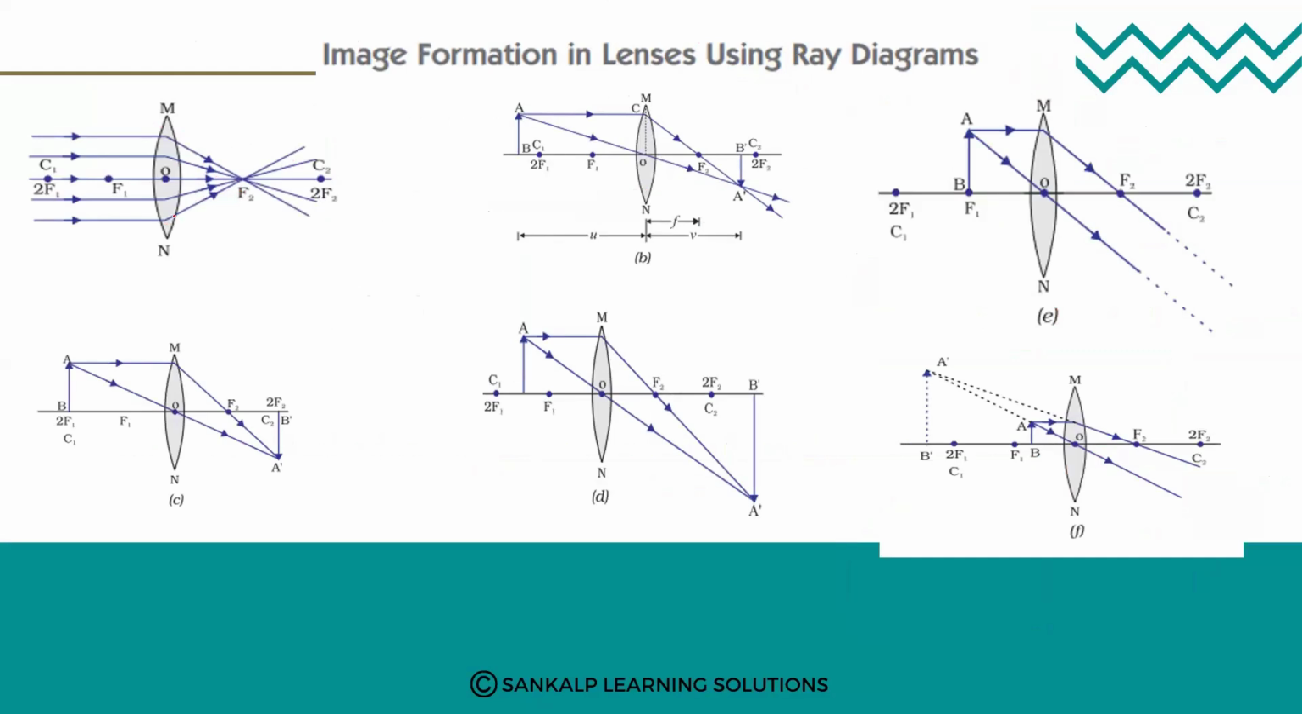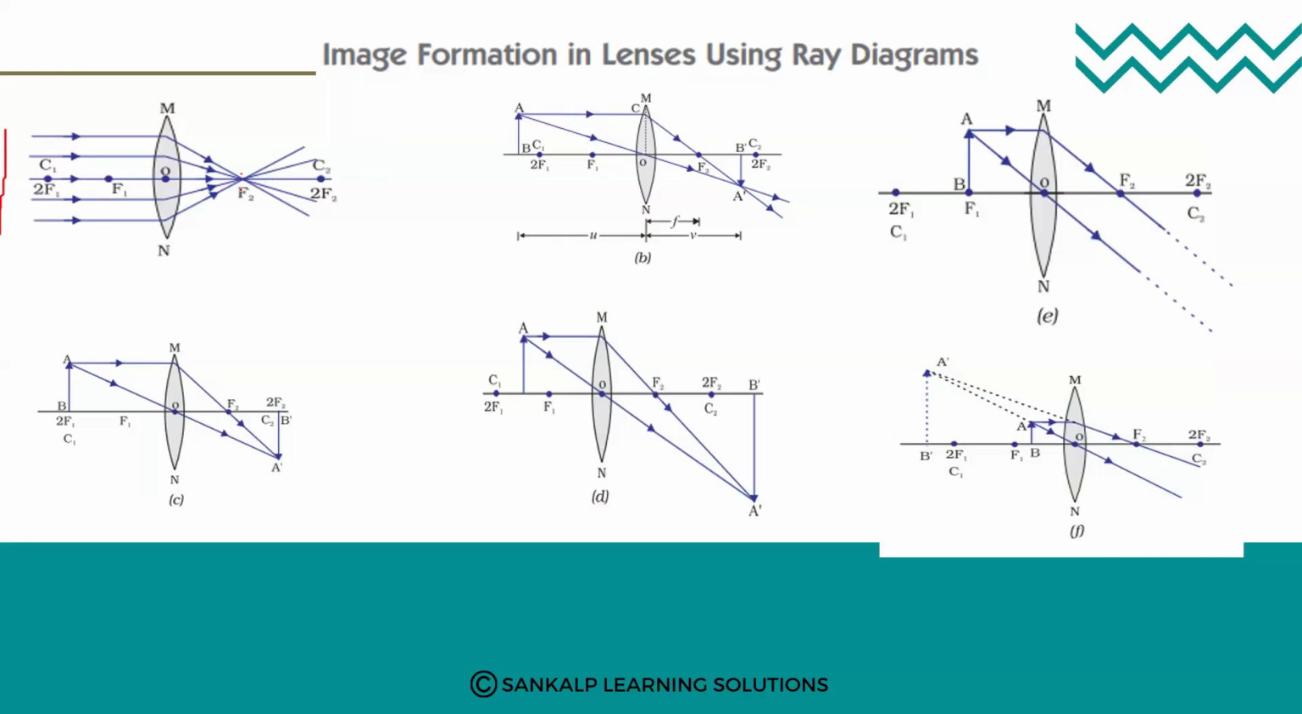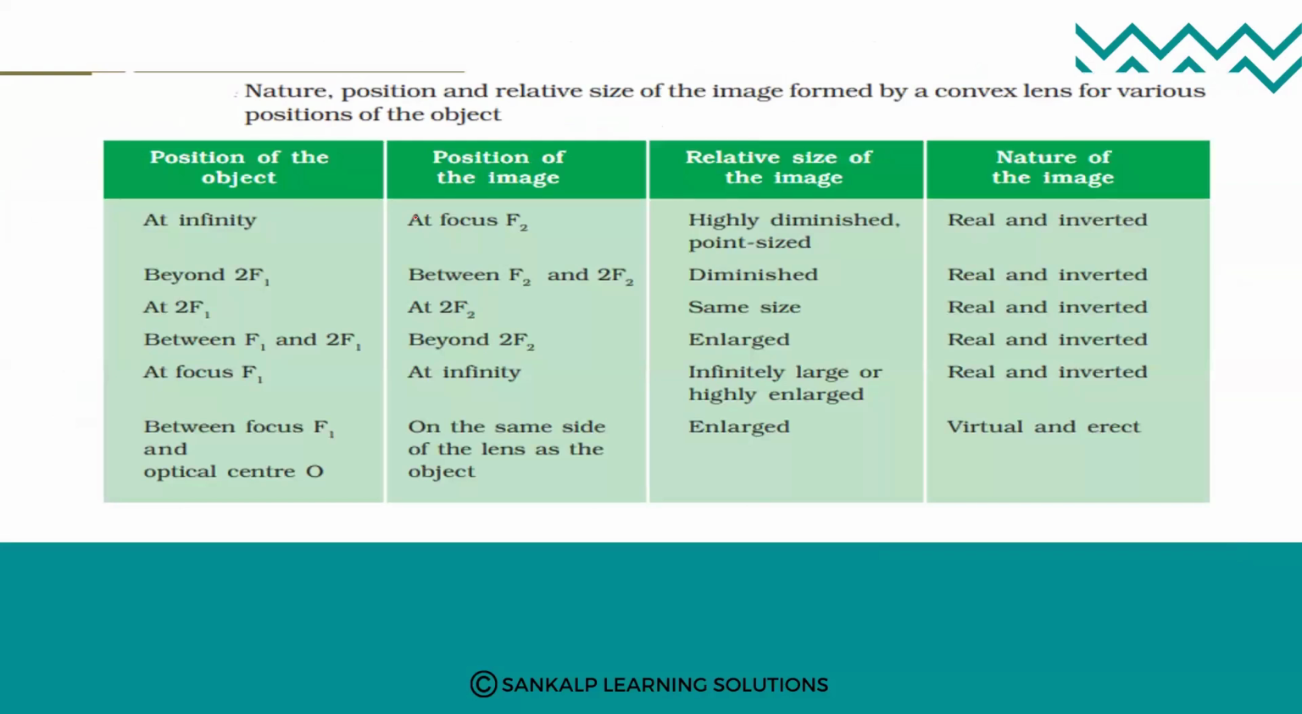This is a convex lens, right? Now, the object is at infinity. When the object is at infinity, you will get your image at point F2, that means focus F2. So when you keep your object at infinity, the position of the image will be at focus F2. The relative size of the image is highly diminished and point size.